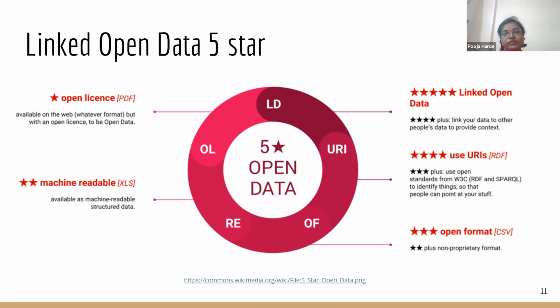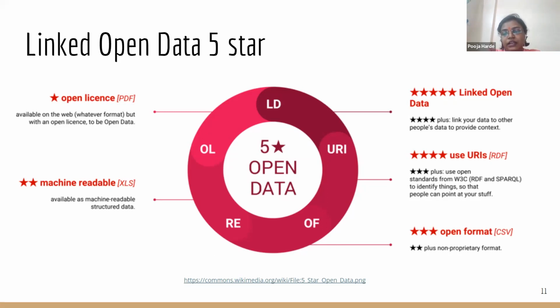So the second star will be applicable for the machine readable format, whether your data is only available for human consumption or the machines can also use it. If the machines can also use it, then you can have the 2 stars, which means that with the open license you're also providing the data in the machine readable format.